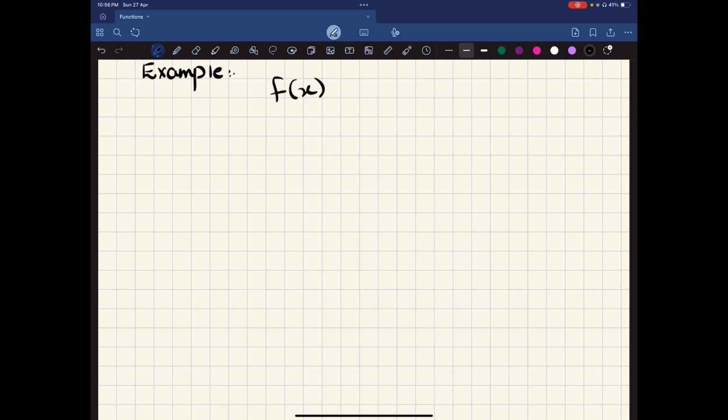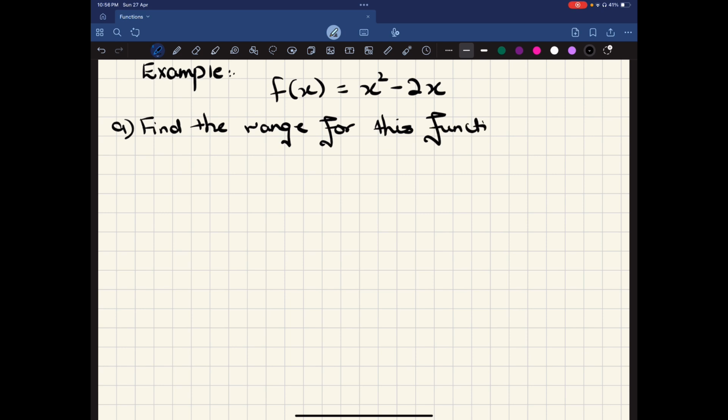So function f of x is equal to x squared minus 2x, and they're asking you to find the range for this function if the domain is x equals 1, 2, 3, 4a.